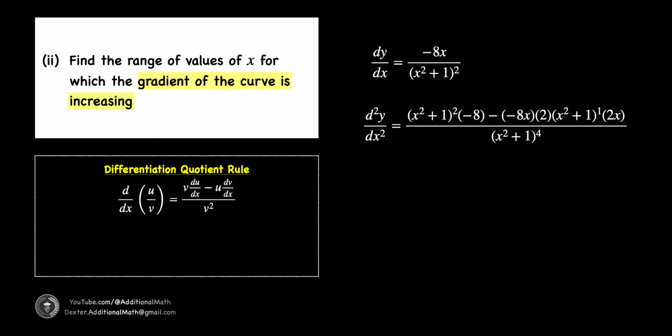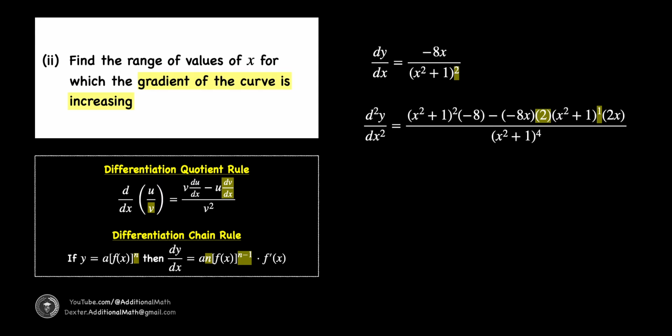To differentiate a composite function, we will now apply the chain rule of differentiation, where we first differentiate the outside by bringing down the power and power minus 1. Next, we differentiate inside the parentheses to give us 2x.